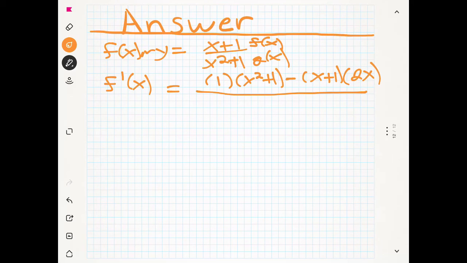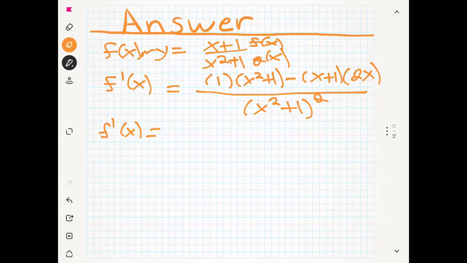And then please do not forget, some people do forget for quotient, the bottom part. There's still a bottom part. The bottom part is x squared plus 1 because that's g of x, and then all squared. All right, and now let's just continue to simplify this.